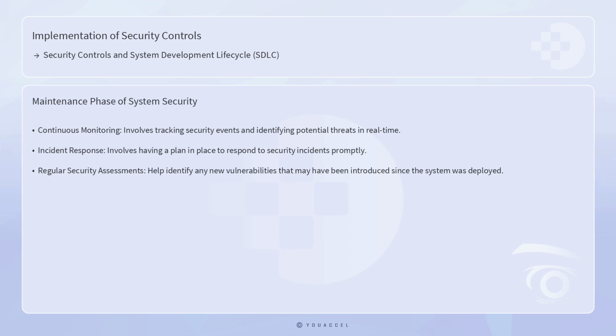The maintenance phase involves the ongoing monitoring and updating of the system to ensure its continued security. Security controls during this phase include continuous monitoring, incident response, and regular security assessments. Continuous monitoring involves tracking security events and identifying potential threats in real time. Incident response involves having a plan in place to respond to security incidents promptly. Regular security assessments help identify any new vulnerabilities that may have been introduced since the system was deployed. According to a report by ISACA, organizations that conduct regular security assessments and have a robust incident response plan are more resilient to cyber attacks.